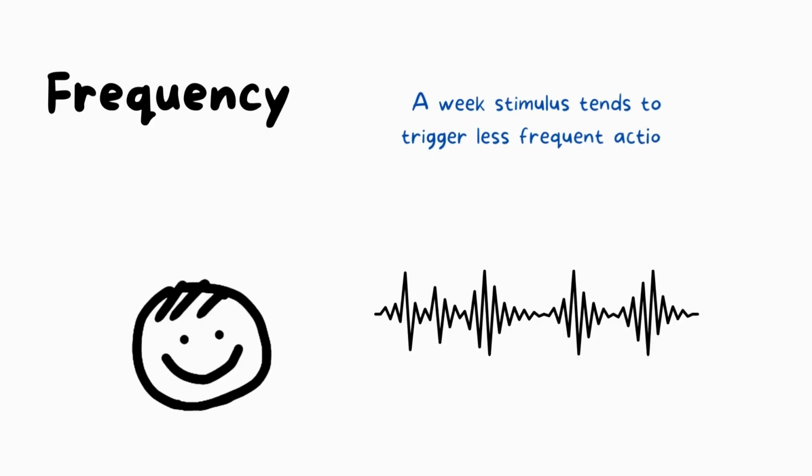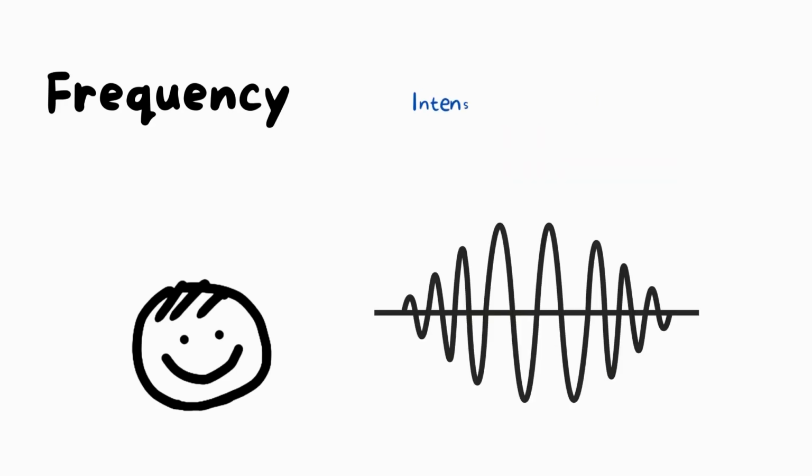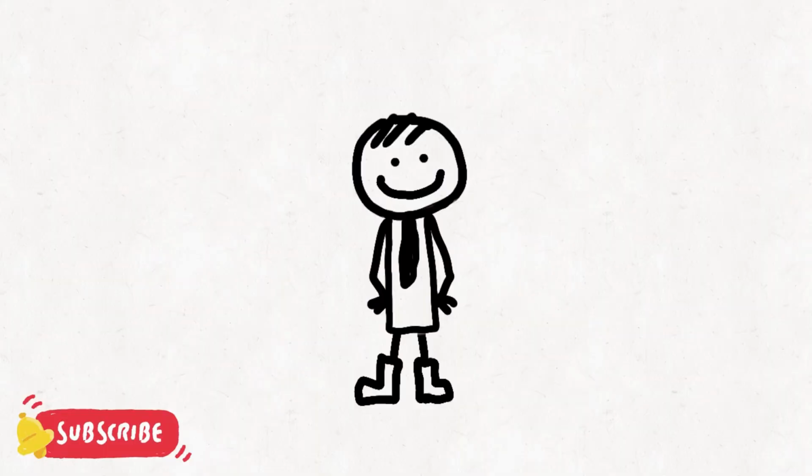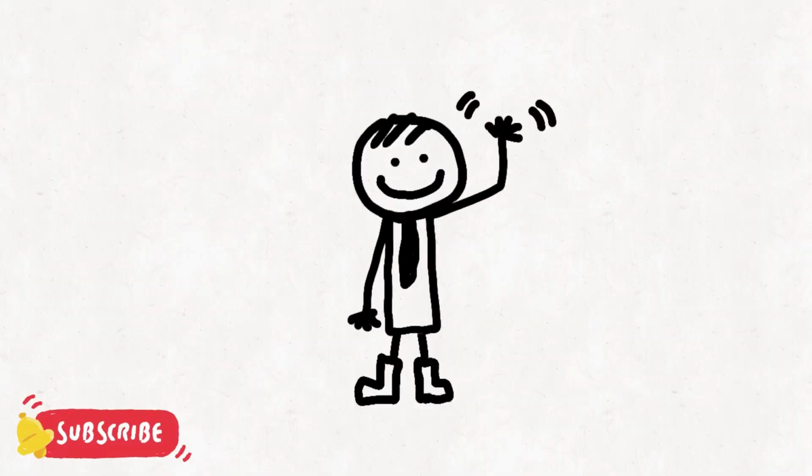And this is about the frequency. A weak stimulus tends to trigger less frequent action potentials, but an intense signal increases the frequency of action potentials. And that's going to be it for today.